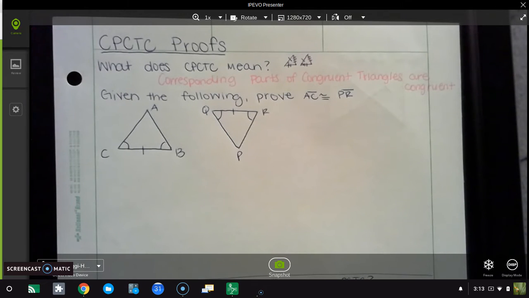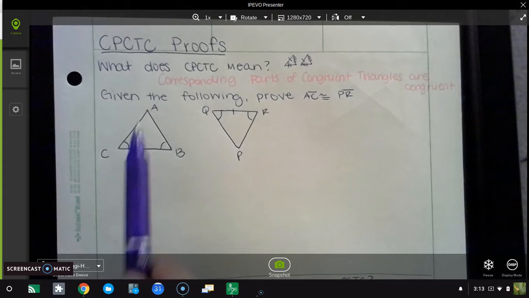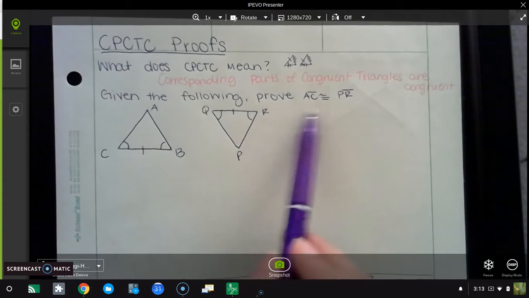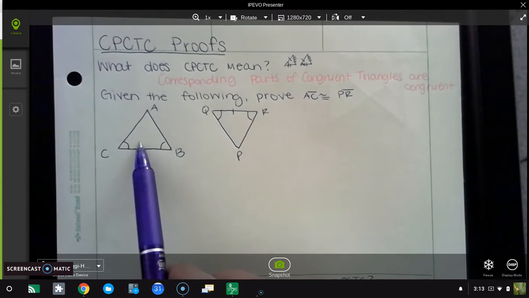Given the following, let's prove line segment AC is congruent to line segment PR. We have never proved anything like this before. What we have proved over the last couple of months are different algebraic properties. We have proved different statements, and over the last unit, we have proved congruent triangles. So now we're going to prove that line segment AC is congruent to PR, but first, in order to prove this, I need to prove these two triangles are congruent.